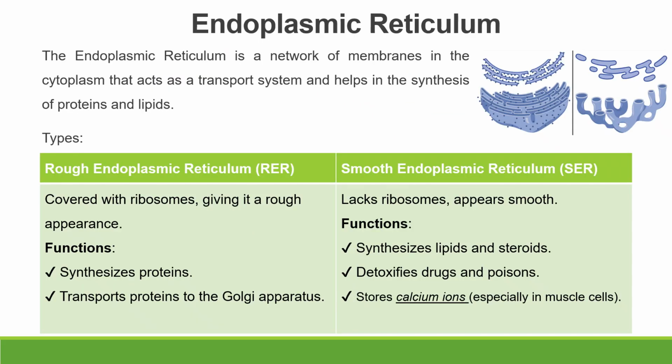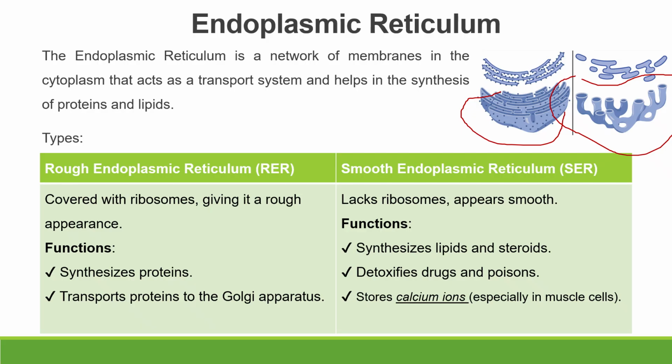So we have completed the nucleus, right? The nucleus is connected with the endoplasmic reticulum, and the endoplasmic reticulum is a network of membranes in the cytoplasm acting as a transport system and helping in synthesis of proteins and lipids. The rough endoplasmic reticulum structure we can see, and this is a smooth endoplasmic reticulum. The rough endoplasmic reticulum helps in the synthesis of proteins, and the smooth endoplasmic reticulum helps in the synthesis of lipids and steroids.